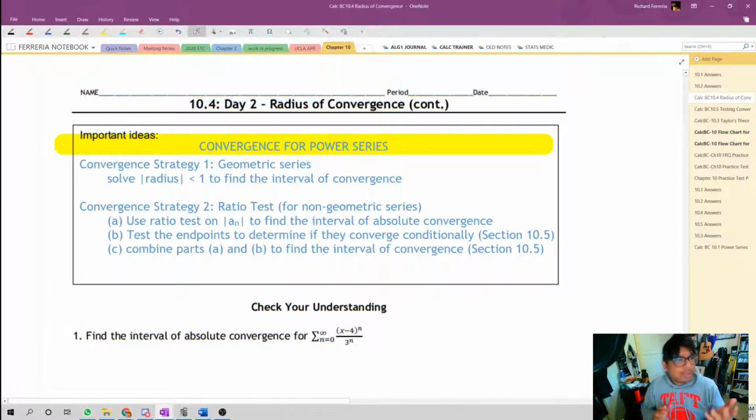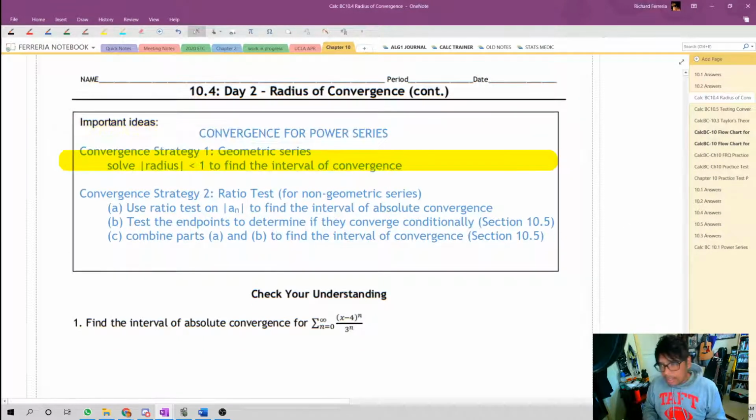This brings us to our important ideas, and the first one is convergence for power series. We have two strategies here, the same two strategies from yesterday. The first one is for a geometric series. If you discover that your power series is a geometric series, then all you need to solve is that the ratio's absolute value is less than 1, and you're going to get the interval of convergence. You don't have to worry about the interval of absolute convergence or conditional convergence. None of that matters for a geometric series.